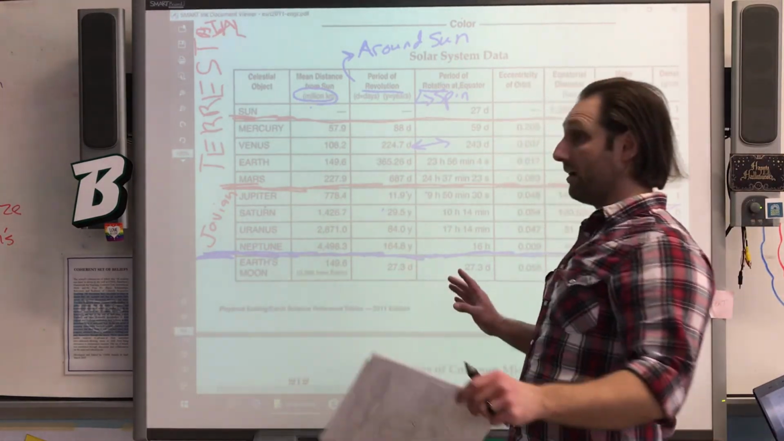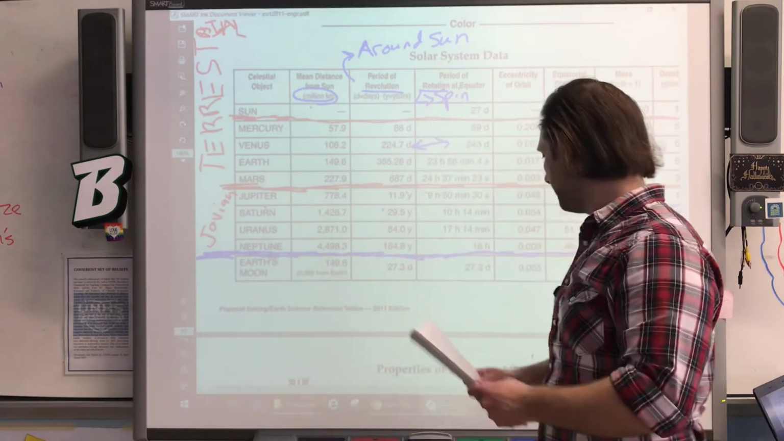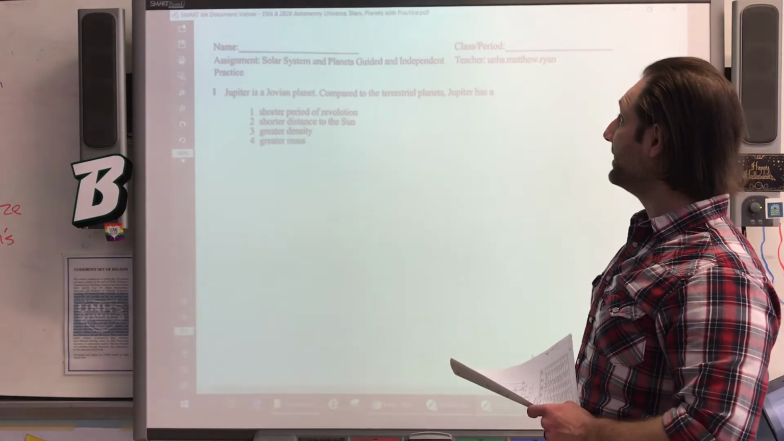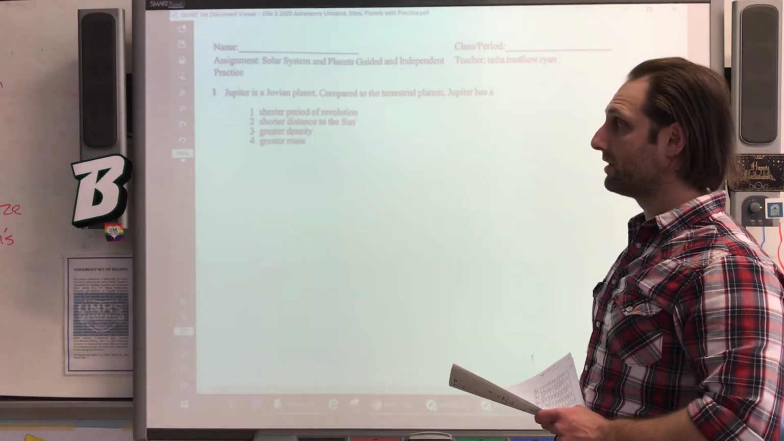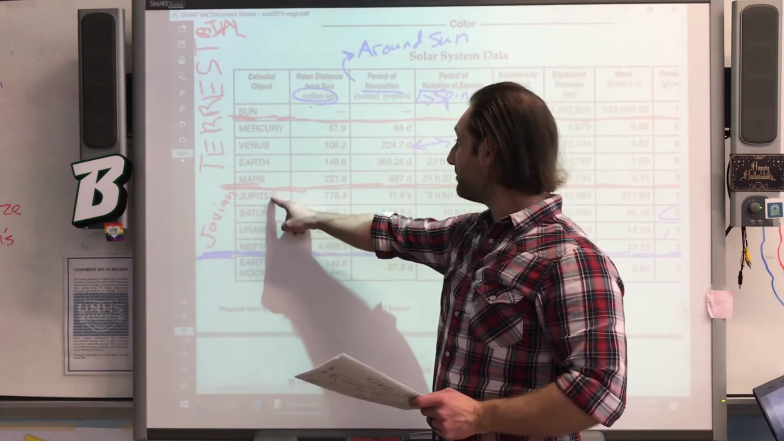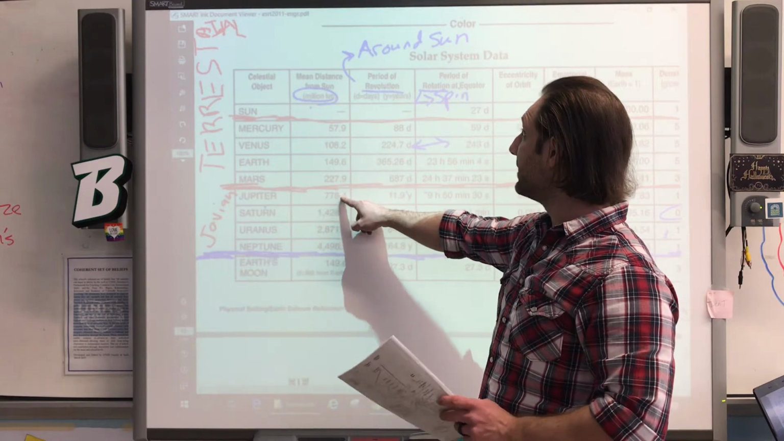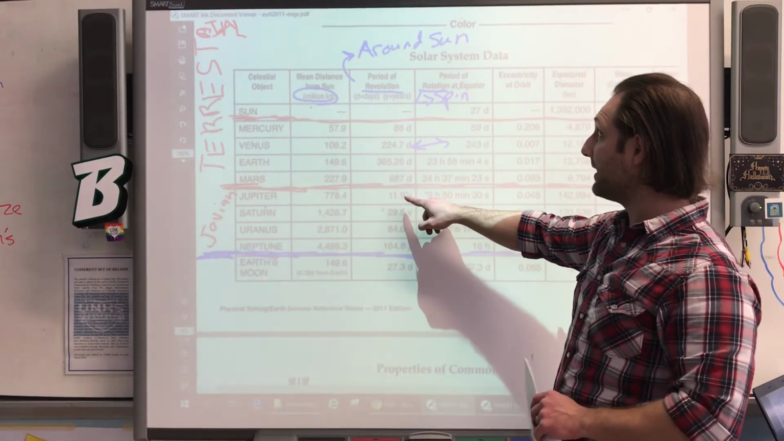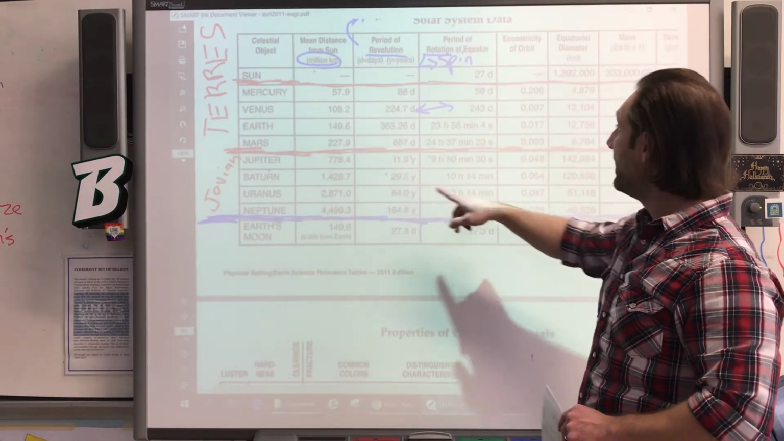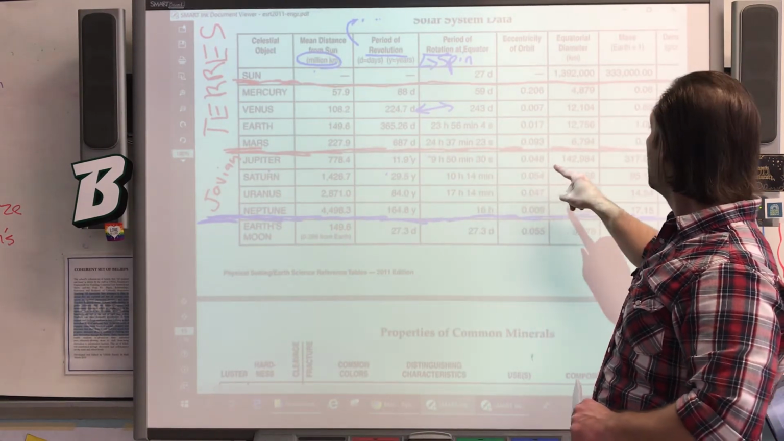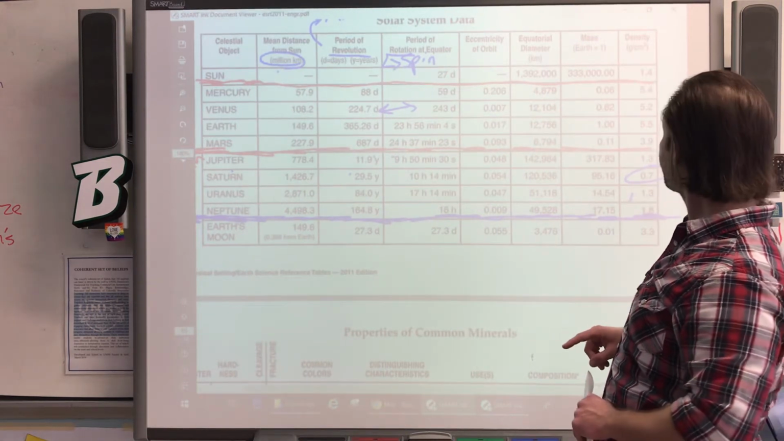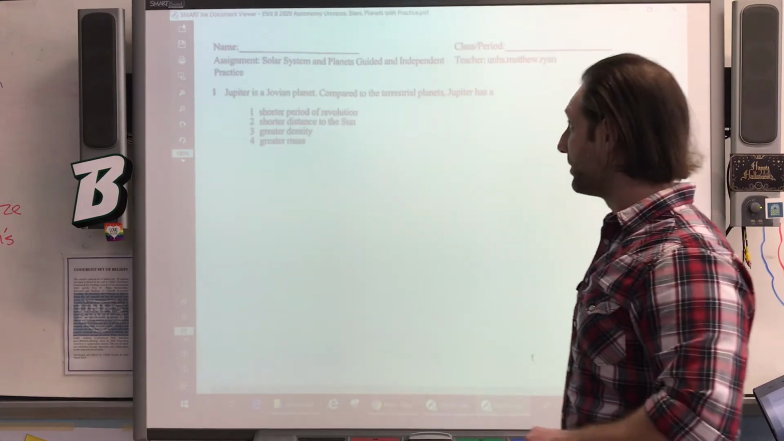All right, now we gotta figure out what that question was again, because you know what? It's good to go back and forth just to check. So, terrestrial planets. So compared to terrestrial planets, Jupiter has A. So let's see. We've got Jupiter here. Jupiter looks like it has a greater distance. It looks like it has a longer revolution. Longer revolution, looks like it has a shorter day, looks like it has a bigger diameter, and it looks like it's less dense.